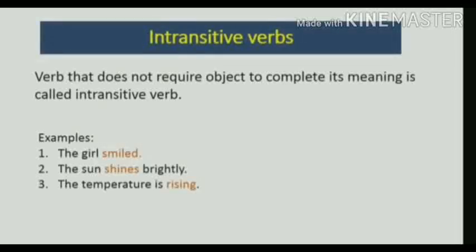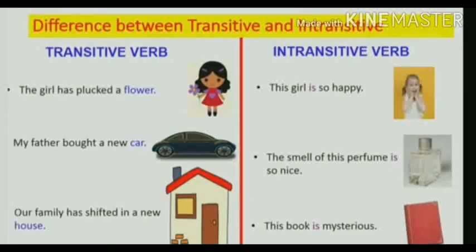Now we shall see what an intransitive verb is. A verb that does not require an object to complete its meaning is called an intransitive verb. Here intransitive verbs do not need any object to have their meaning. You can end the sentence with the intransitive verb. For example, the girl smiled. Over. After smiled, I don't require any kind of object. The sun shines. That's it. Brightly, colorfully, weakly, whatever it is. So that is the way intransitive verbs are.